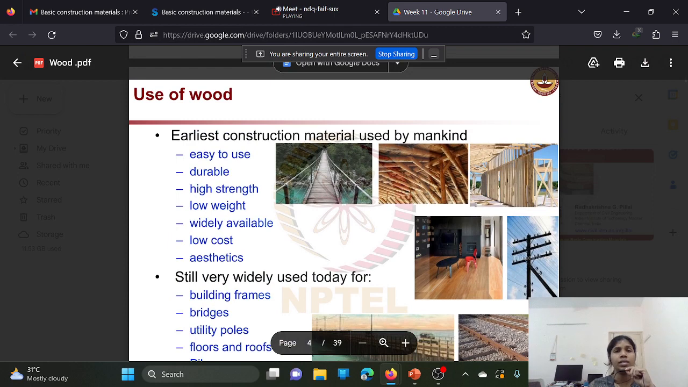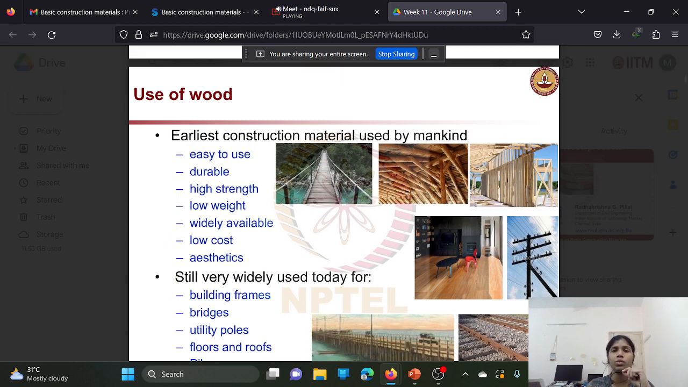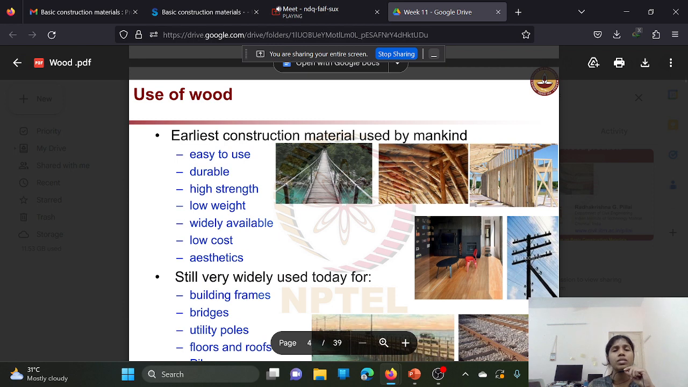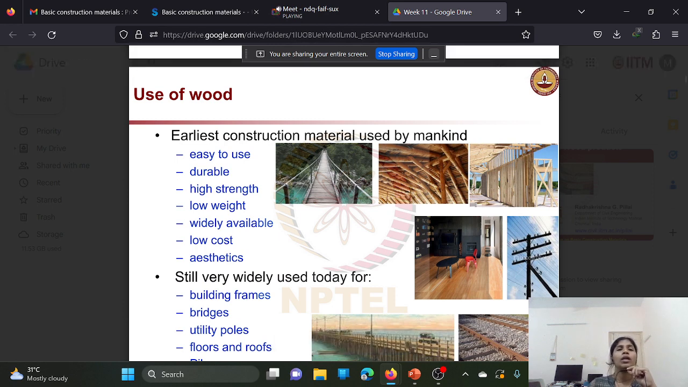As I said, wood is considered the earliest construction material used by mankind, and the advantages are that it is easy to use and durable. If you consider a good wood which is in good condition and well seasoned, then the wood will be durable for many years. It also has high strength. While selecting wood for construction, you have to select it based on the direction of the growth of the grains. Based on that, you can say whether the wood will have higher strength or not. In the subsequent discussions you will be able to understand that.